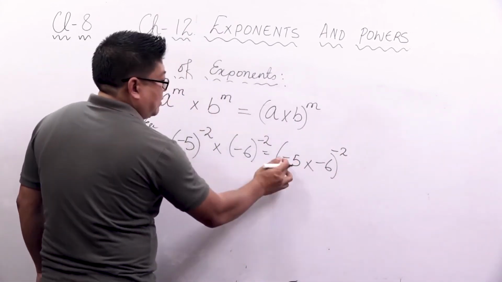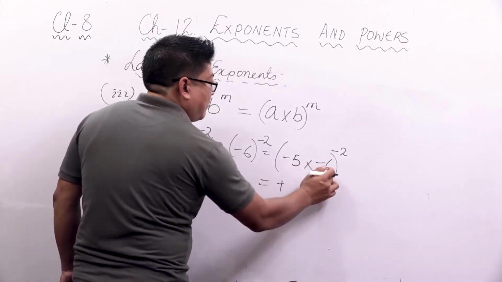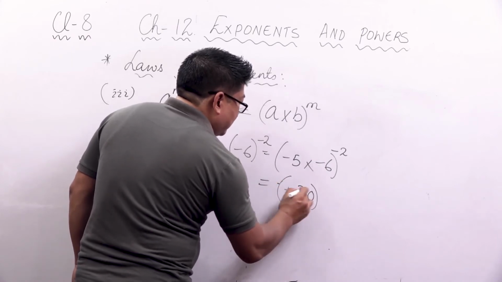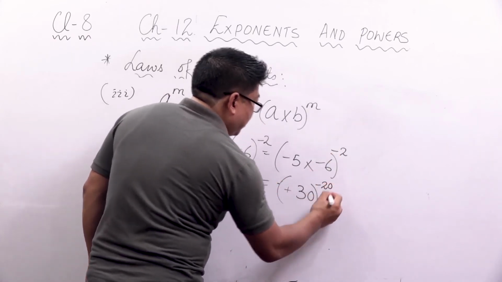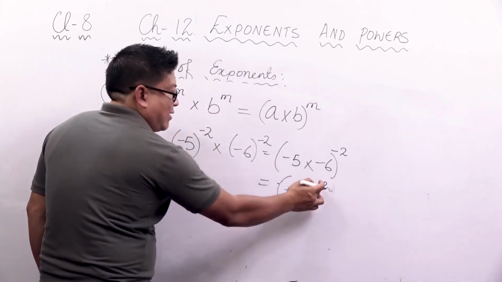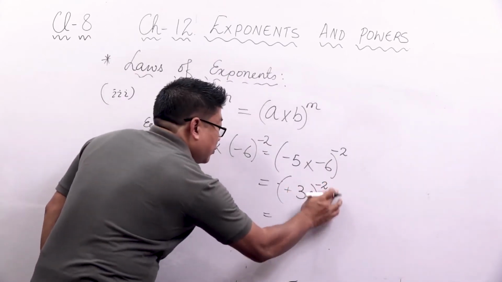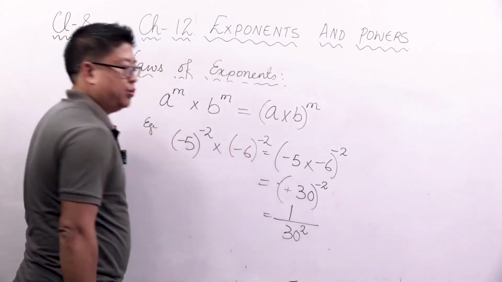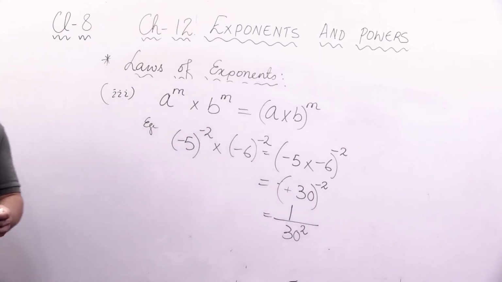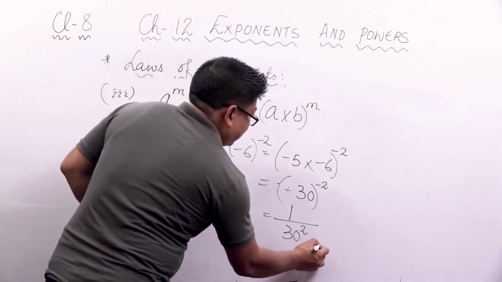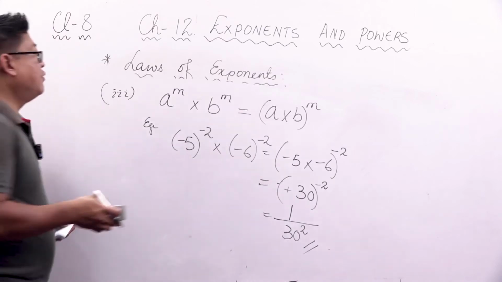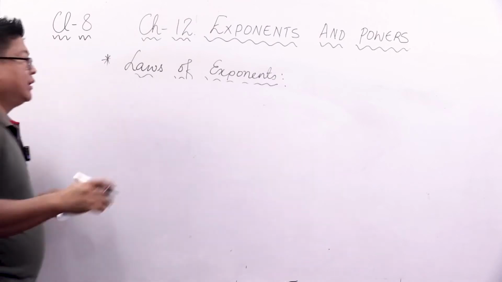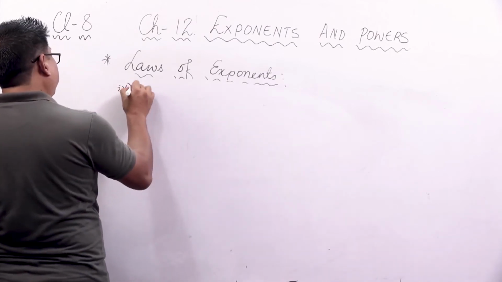Now, if you solve this, minus into minus becomes plus. 5 into 6 becomes 30. So plus 30 to the power minus 2. Since there is a minus in the exponent, I will write 1 by 30 to the power 2. Remove the minus. So this is regarding the third law. Let's move on to the next topic. These concepts are very important. Please pay attention very carefully and try to understand them.